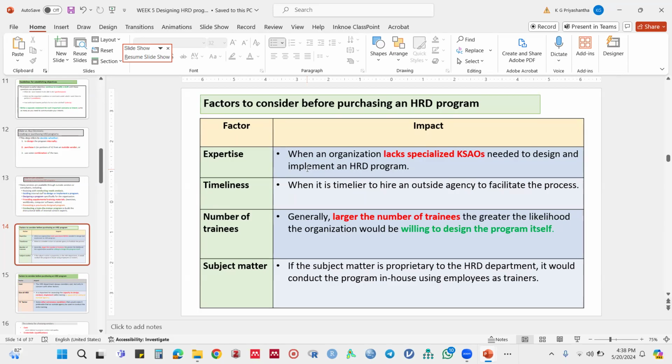That depends on the cost and the number of participants to train or to develop. Then subject matter. If the subject matter is proprietary to the HRD department, it would conduct the program in-house using employees as trainers, right? So suppose the HRD staff is not competent for doing the requested program by the different divisions in the organization. Obviously, the HRD department needs to purchase the relevant HRD intervention from an outside organization.